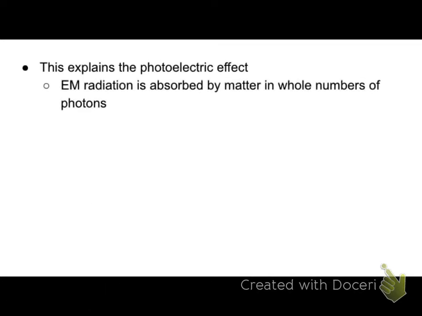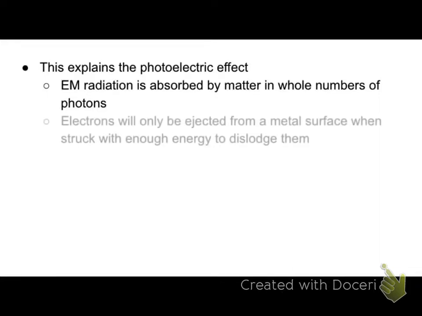So, how does this help explain the photoelectric effect? Well, electromagnetic radiation is going to be absorbed by matter in whole numbers of photons. So it's not going to absorb a partial photon. When you shine light on metal, it's going to absorb one photon or two photons or three photons of energy, it's not going to absorb 1.5 whole numbers of photons coming in. Okay? And electrons will only be ejected from the metal surface if you strike them with enough energy to dislodge them.